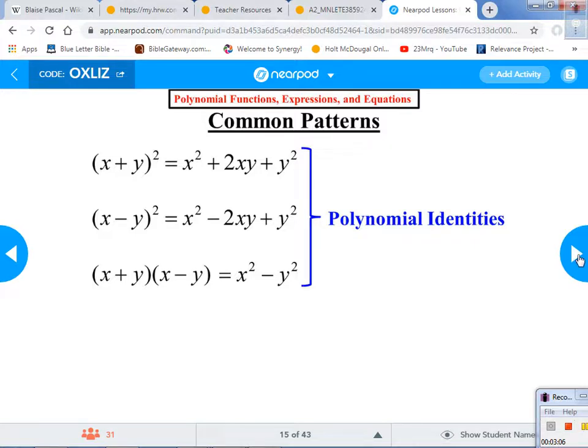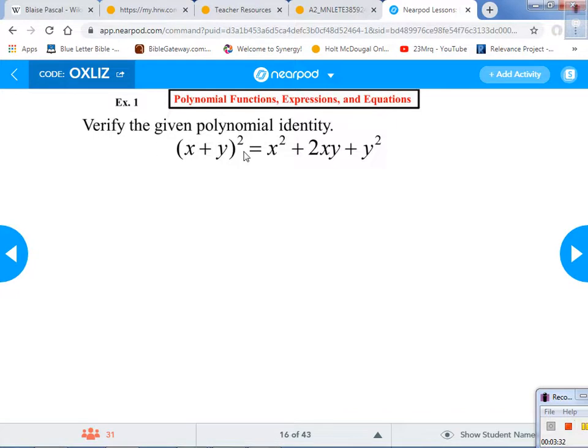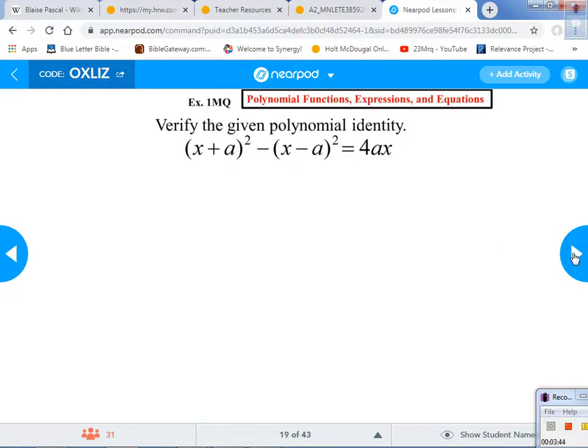From there, I asked, how do we know they're identities? Each side is identical to the other side. So how do we make sure that's true? By verifying. How do we do that? Multiply, simplify, and make sure each side is equal to the other. We did that, and for homework, you had some that were more elaborate, where you needed to multiply, simplify, and so on.